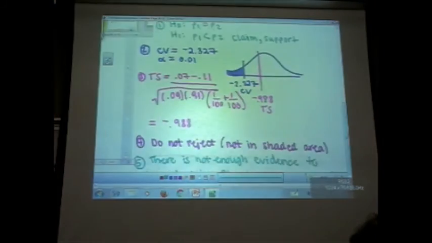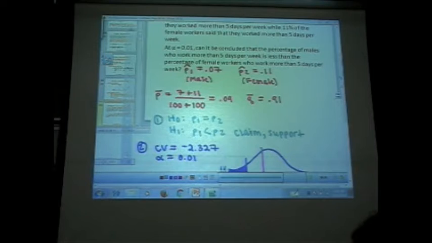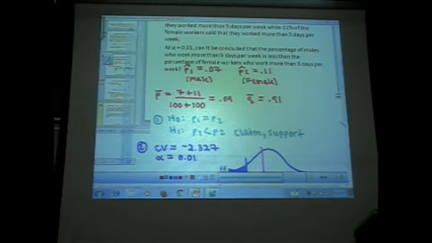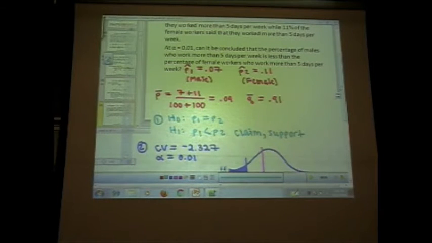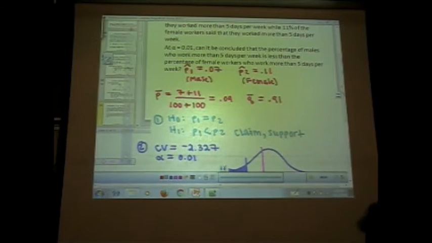Alright, guys, I'll explain fast. Listen up. Okay, so which one? Kimmy's going to explain what you did. Kimmy, go ahead. Okay, so p hat 1 and p hat 2 were given to us: 7% in decimal form and 11% in decimal form for male and female. And then p bar is 7 plus 11 over 100 plus 100 equals 0.09, and q bar is 1 minus p bar, so 0.91.